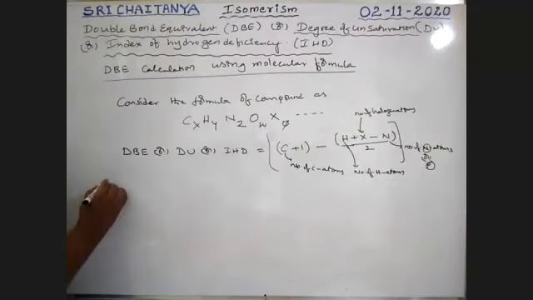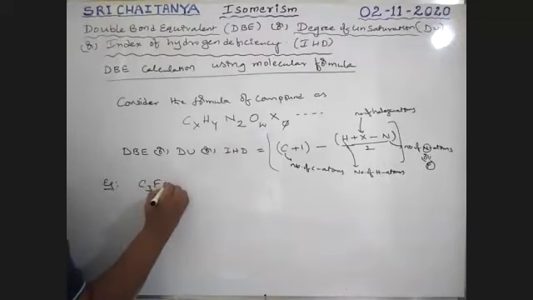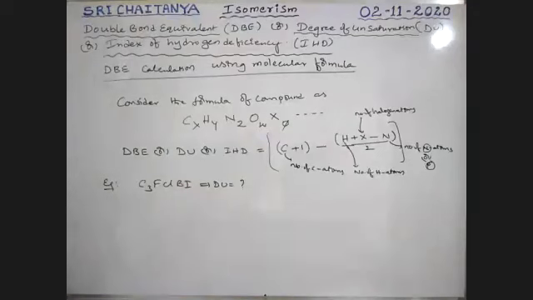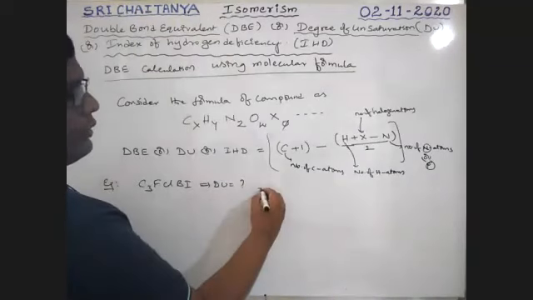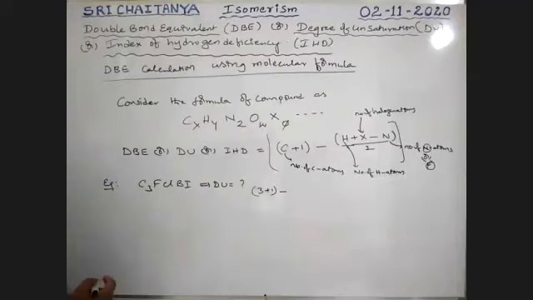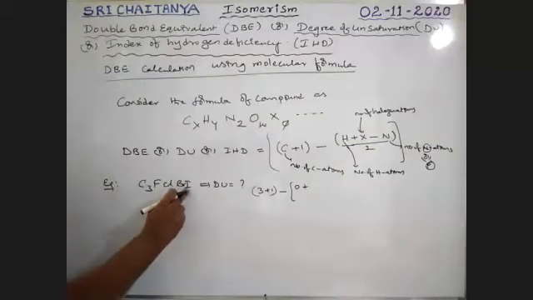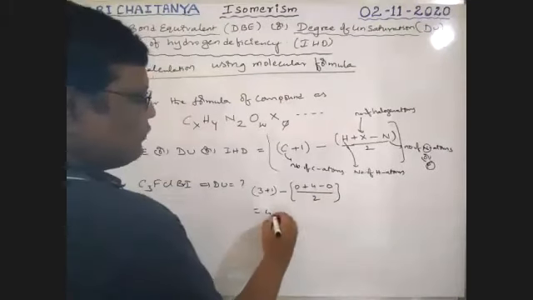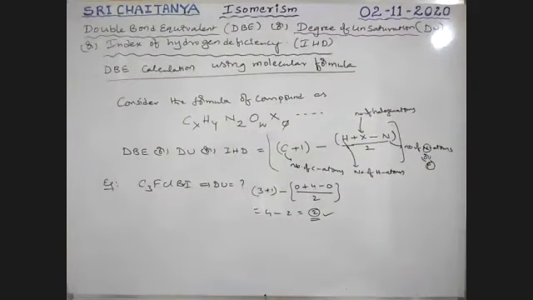See here, let us take an example. Boys, C3, fluorine, chlorine, bromine, iodine. Its degree of unsaturation is equal to how much? So tell me. So see here, 3 carbons there. I am going to use 3 plus 1, 4 minus number of hydrogens 0 plus halogens. Boys, it is bromine. 1, 2, 3, 4. 4 halogen atoms minus nitrogen 0 by 2. That is 4 minus 2, which is equal to 2 is the degree of unsaturation, boys.